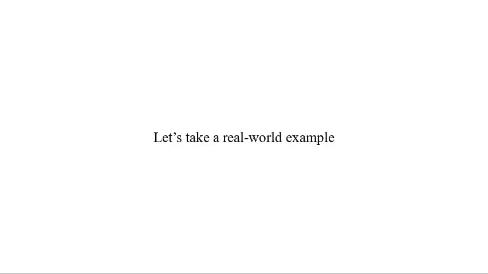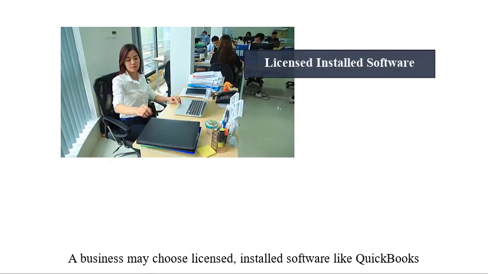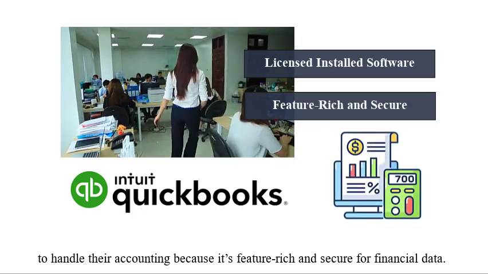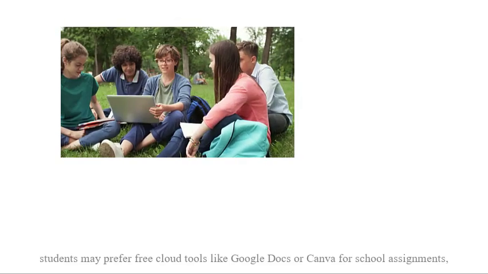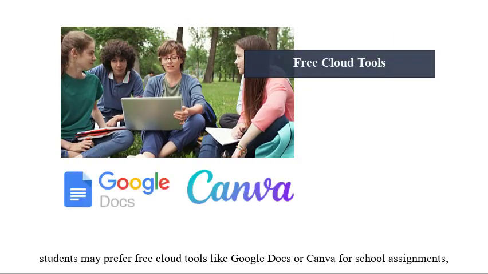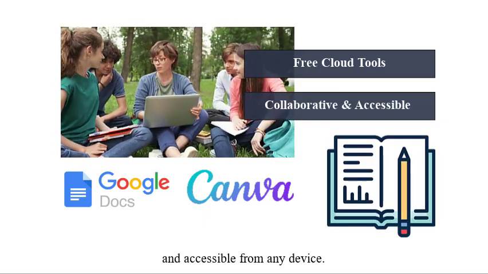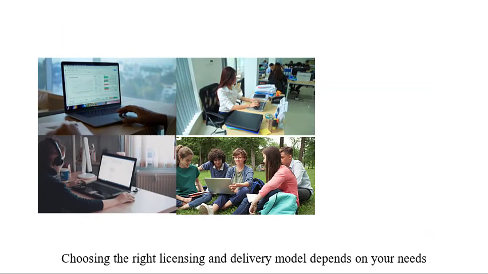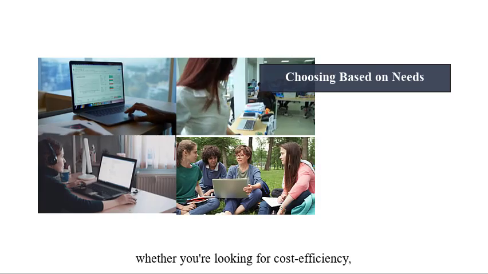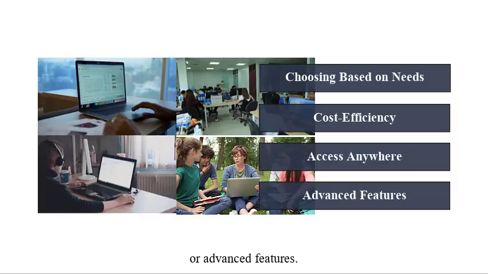Let's take a real-world example. A business may choose licensed, installed software like QuickBooks to handle their accounting because it's feature-rich and secure for financial data. Meanwhile, students may prefer free cloud tools like Google Docs or Canva for school assignments, because they're easy to use, collaborative, and accessible from any device. Choosing the right licensing and delivery model depends on your needs. Whether you're looking for cost efficiency, access from multiple locations, or advanced features.